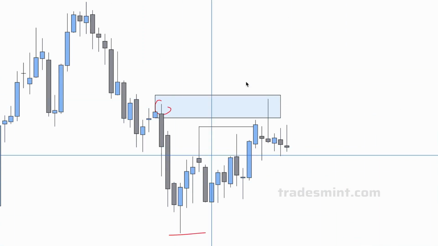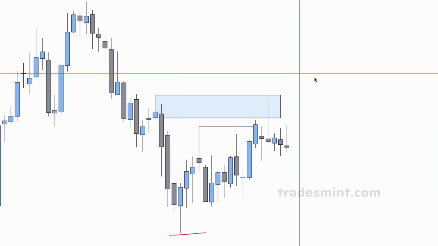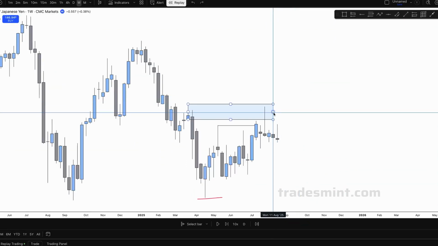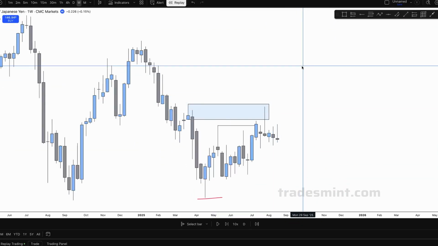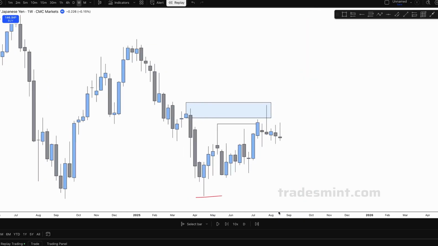So that's the bias I would build from this. And now what we need to do is make sense of this. We need to try and package this into something we can actually trade in the week ahead. So we've created bias. Now we want to create range. Obviously, as we say, to determine range, we just look at the previous leg of price action.